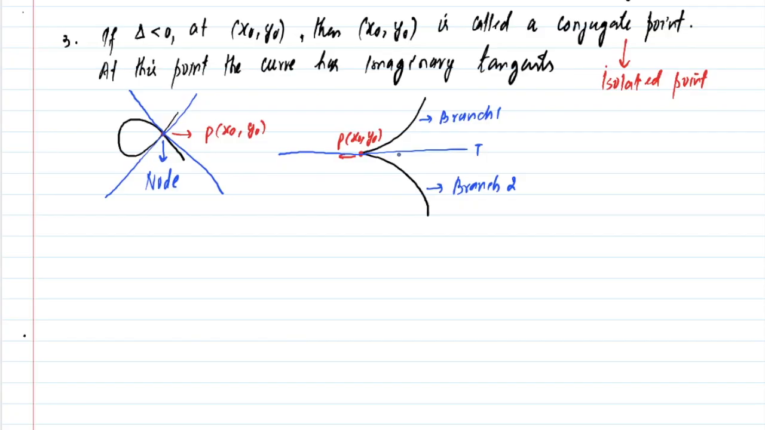So that means these are two tangents to these two branches, but they are coincident real tangents. So therefore we can call this point a cusp.